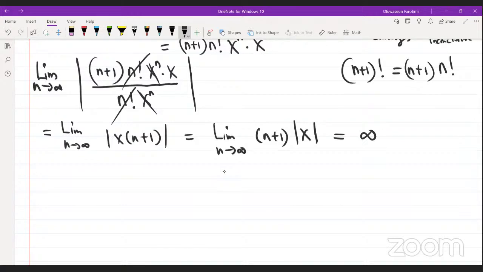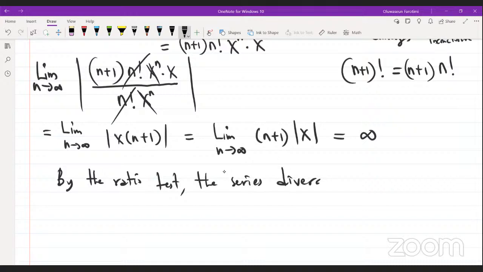Okay, so what do we say now? By the ratio test, what happens? The series does what? Diverges. Now we have to think about something, guys. Okay. See what we really have to think about.